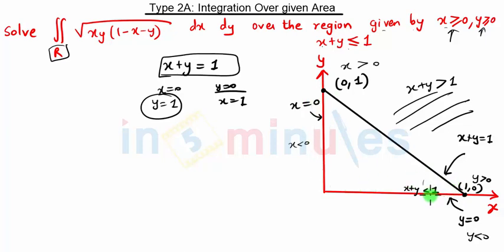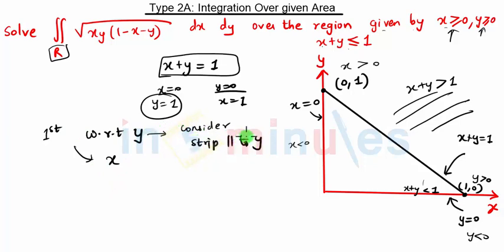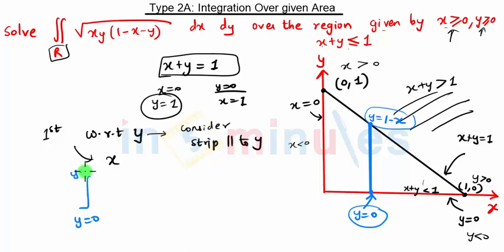Okay, so now we have to cover this area. To cover this area, we will first integrate with respect to y and then with respect to x. You can integrate first with respect to x and then with respect to y. Since we are first integrating with respect to y, we will consider a strip parallel to the y-axis. So let's say this is our strip. The end of this strip is on the x-axis, which is y equal to 0, and this point is on the line x plus y equal to 1. So y will be 1 minus x. So we got the limits of y: y equal to 0 and y equal to 1 minus x.